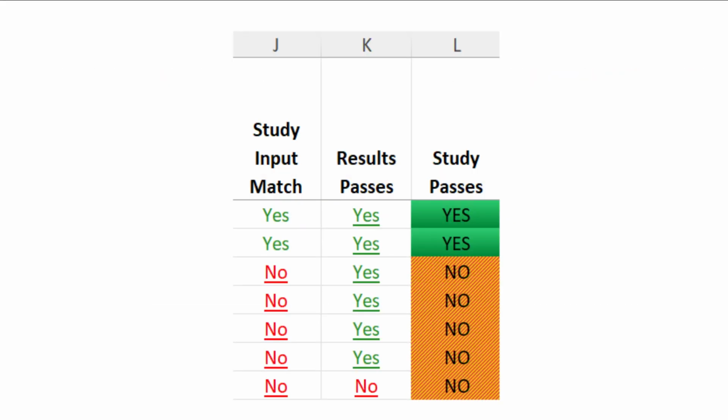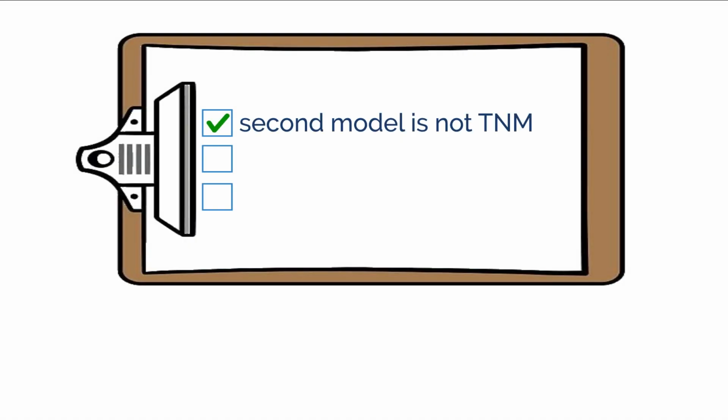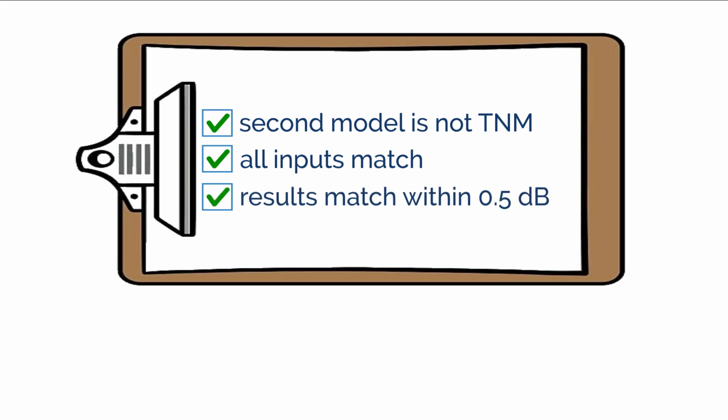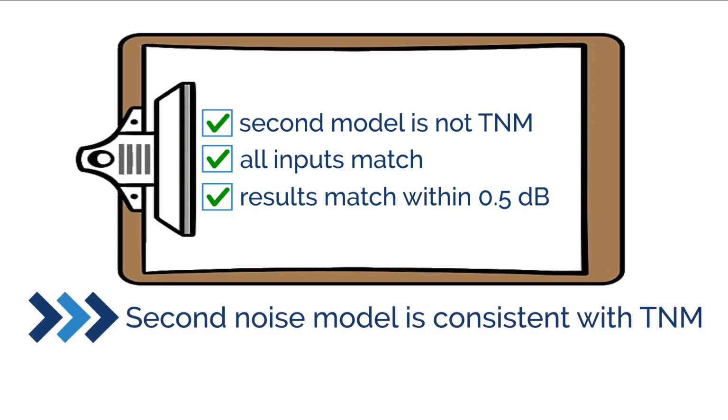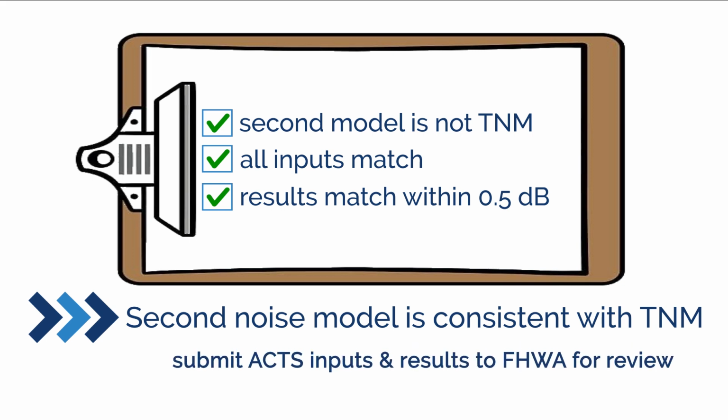The ACTS compares inputs and results from both models and reports where the models match and where there are differences. If the second model is not T&M, the inputs between the models are the same, and the results are within the FHWA specified tolerance between the two models, then the algorithms in the second noise model are considered to be consistent with the algorithms in T&M. If the ACTS determines the second noise model to be consistent with T&M, please submit your complete files and analysis to the FHWA for review and approval so it can be used to analyze federal aid highway projects under 23 CFR 772.9.